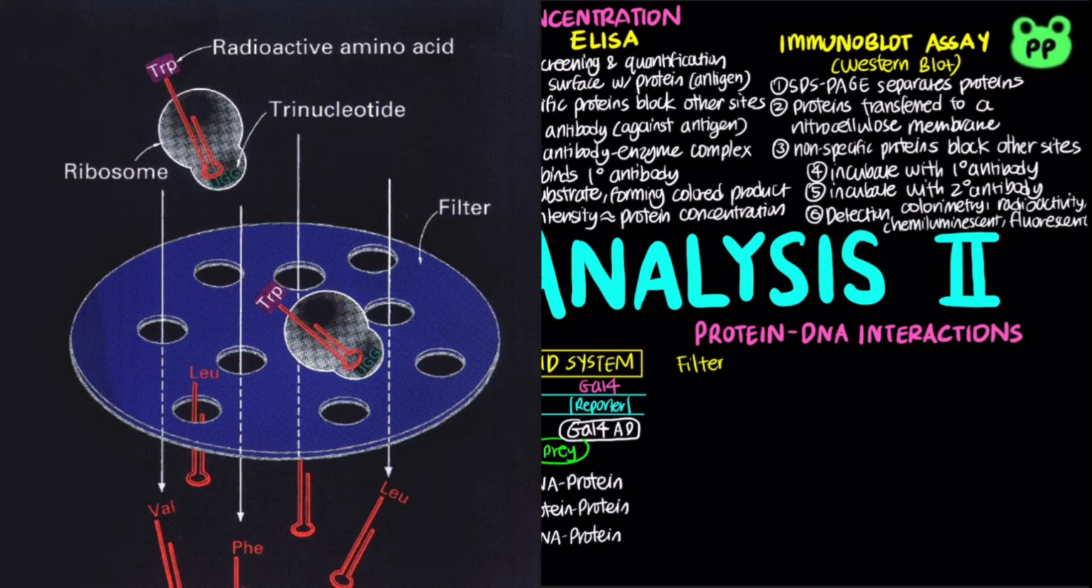The filter binding assay measures the affinity between protein and DNA using a nitrocellulose filter, which is negatively charged. Since most proteins have a net positive charge, they will stick to the filter, and DNAs are negatively charged, so they won't stick to the filter. Only DNA that is bound by protein will stick.